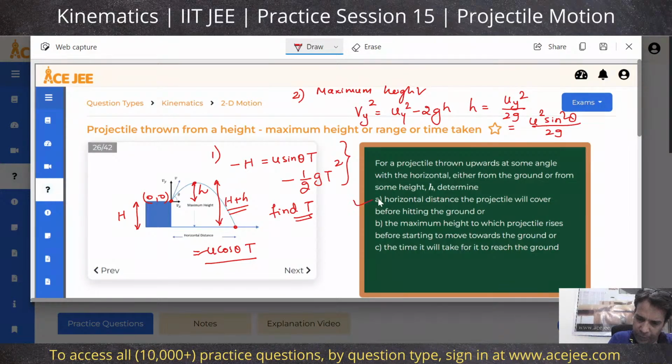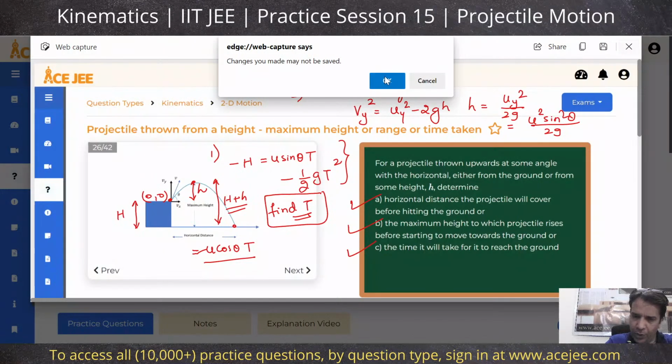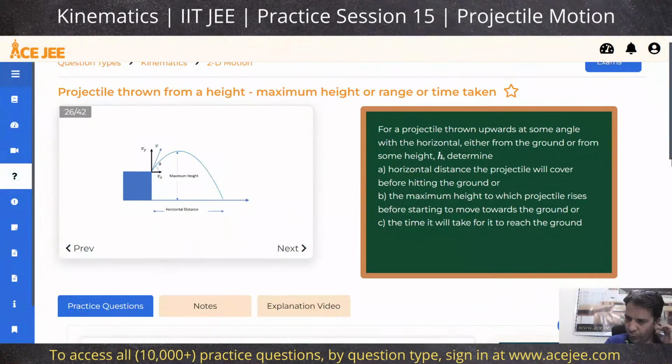So we have talked about this. We've talked about A and B. What is C? The time it will take to reach the ground. Of course, we have established that as well. Now let's go ahead and solve a few questions.